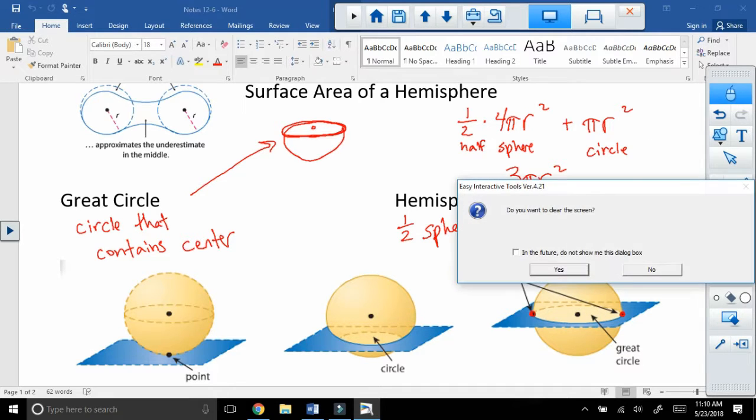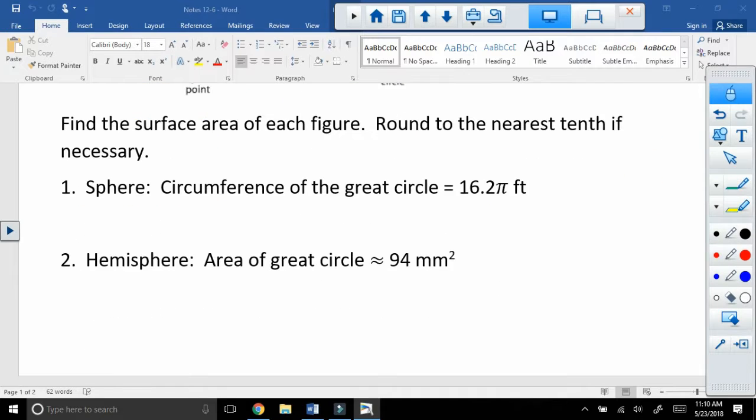Okay, so when we're using this, we want to find the surface area of each of these figures and round to the nearest tenth. So this first one, it gives me that we want to find the surface area of a sphere. Surface area of a sphere is 4 pi times the radius squared. However, they don't just say here is the radius. They tell us that the circumference of the great circle is 16.2 pi. So if this is the circumference, can we find the radius? Yeah, and we did this for the warm-up today.